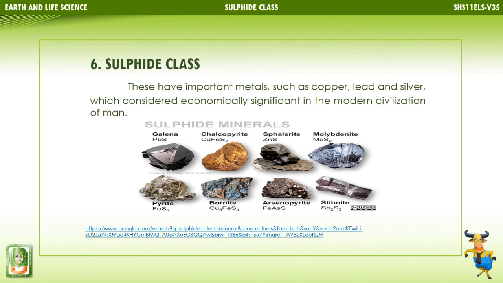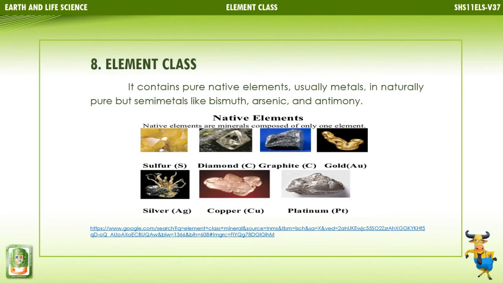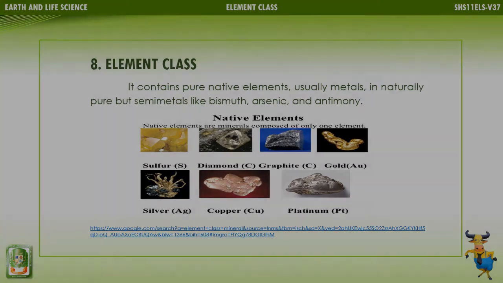6. Sulphide class. These have important metals, such as copper, lead, and silver, which are considered economically significant in the modern civilization of man. 7. Phosphate class. It contains minerals with phosphorus, antimony, arsenic, or vanadium. The phosphate class is considered an important biological mineral found in teeth and bones of many animals. 8. Element class. It contains pure native elements, usually metals, in naturally pure form, but also semimetals like bismuth, arsenic, and antimony.